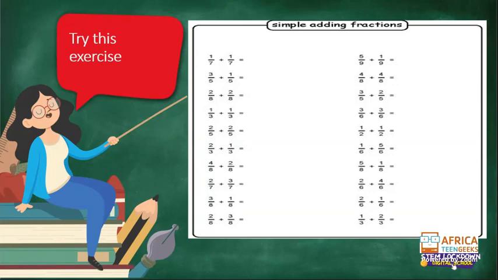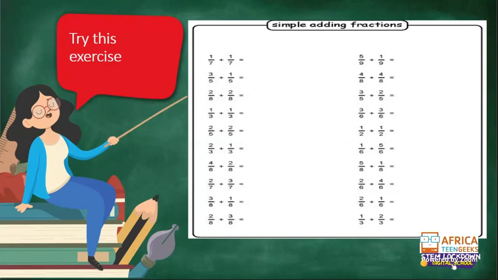All right, now we move to the second column where we have 5 over 9 plus 1 over 9. 6 over 9. Thank you so much. That's the correct answer, 6 over 9. And then we have 4 over 8 plus 4 over 8. 8 over 8, which is 1. Thank you so much. And then we have 3 over 5 plus 2 over 5.